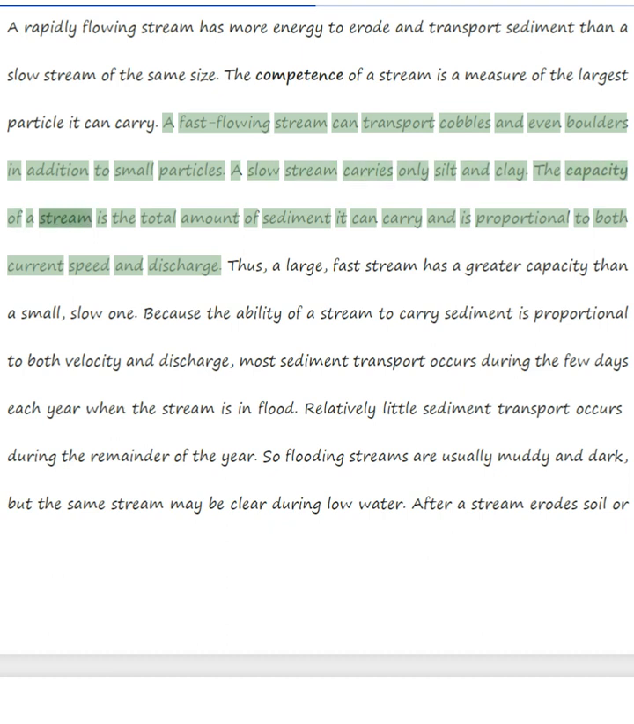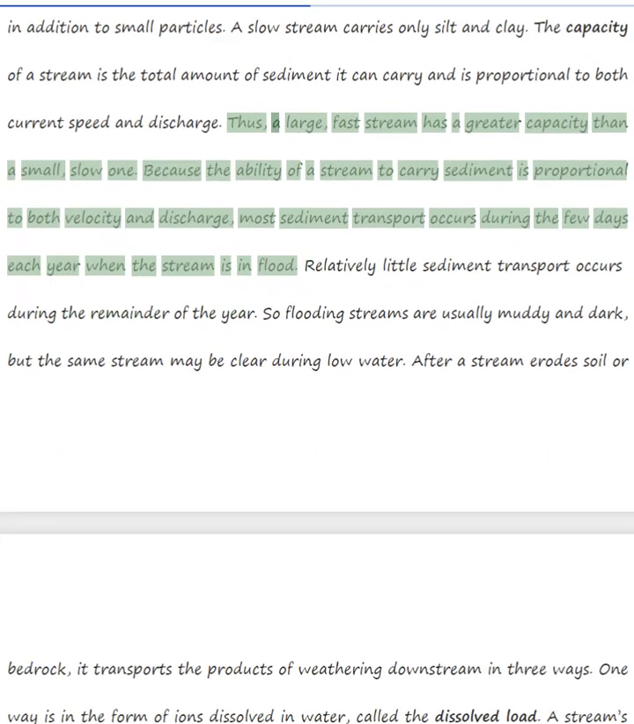The capacity of a stream is the total amount of sediment it can carry and is proportional to both current speed and discharge. Thus, a large, fast stream has a greater capacity than a small, slow one.